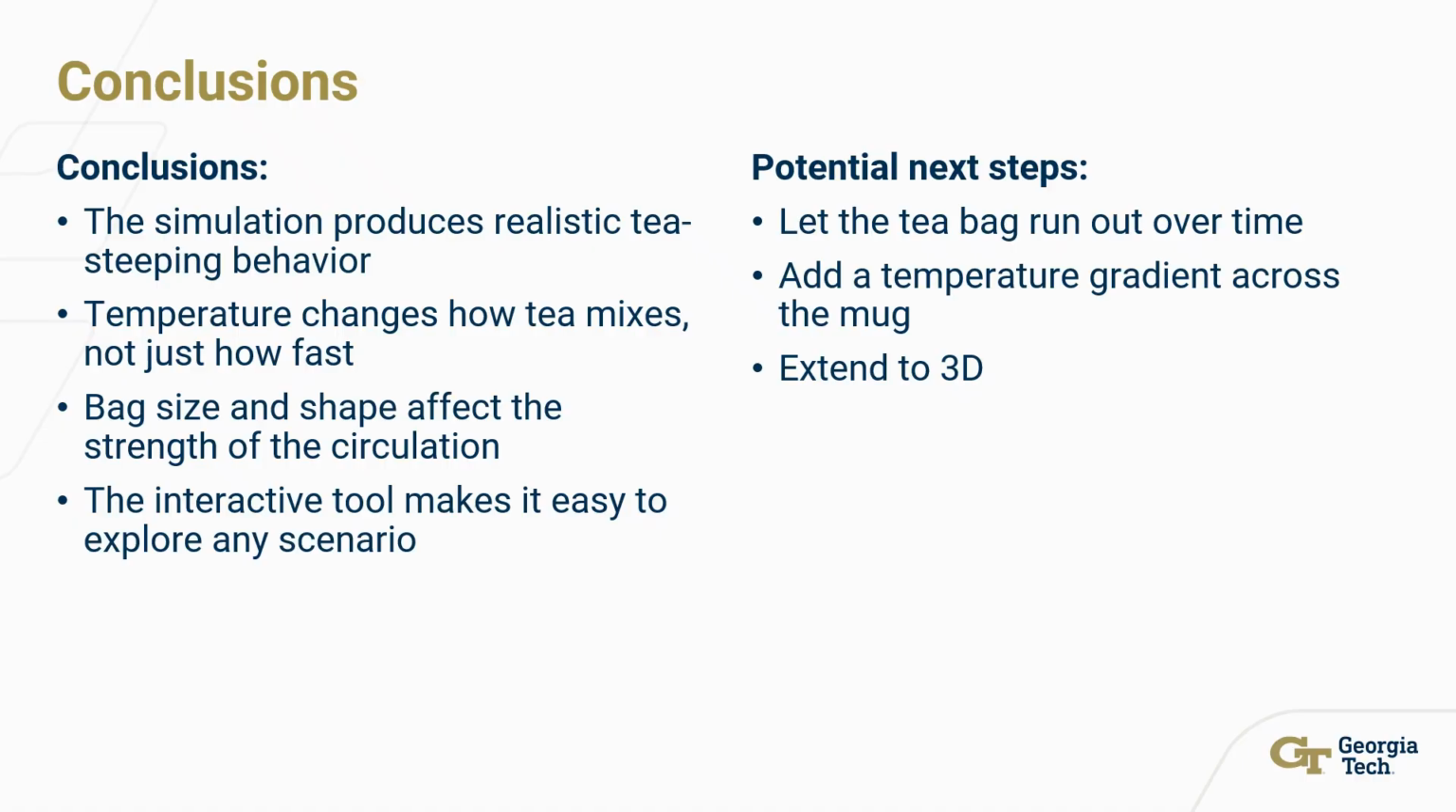Potential next steps are letting the tea bag run out over time, so not having it stay at a constant concentration within the bag, but allowing it to lose concentration. Adding a temperature gradient across the mug, so taking our boundary conditions and relaxing them a little bit, allowing power to flow in and out of the mug, and then finally extending into 3D, which is going to require a lot more computation, but we were very satisfied with what we had so far.